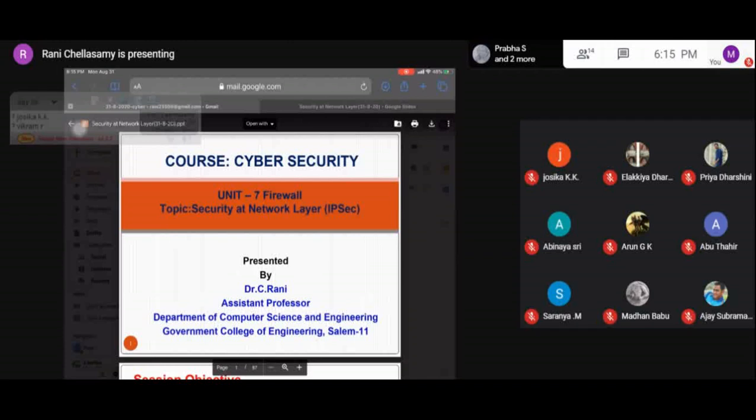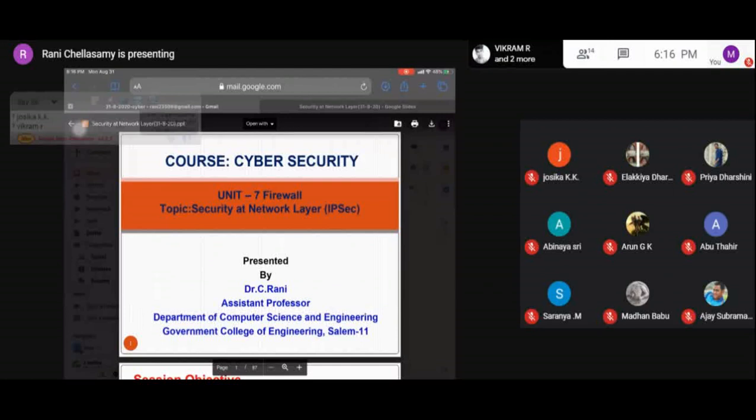In the last session we saw the transport layer, using SSL and TLS, that is the Secure Socket Layer protocol and the Transport Layer Security protocol. These two protocols provide security to the transport layer. Likewise, we are going to see a specific protocol which provides security at the network layer. That protocol is called IP security, that is Internet Protocol Security. So we are going to deal with that protocol.